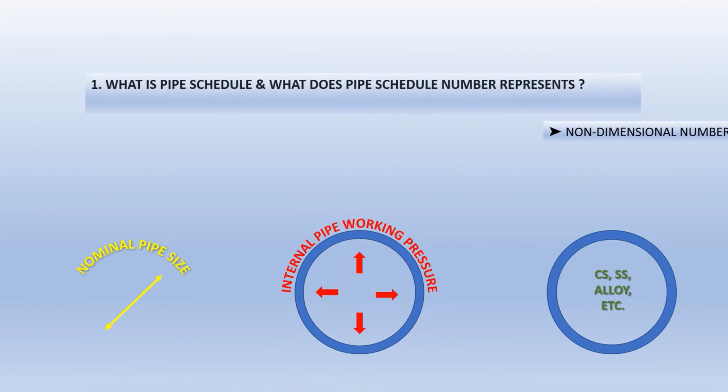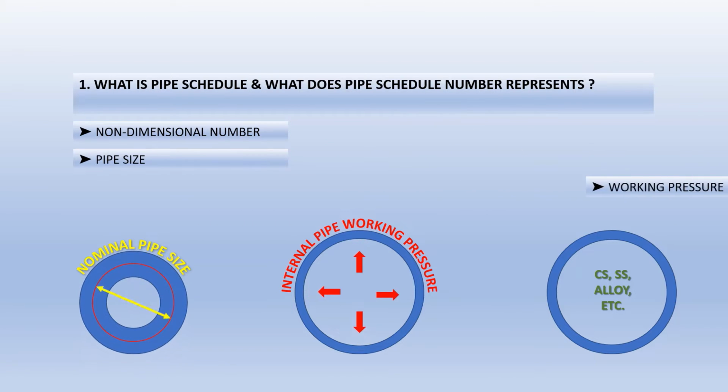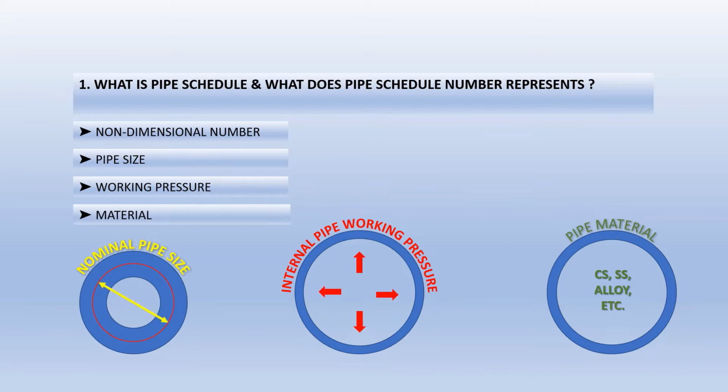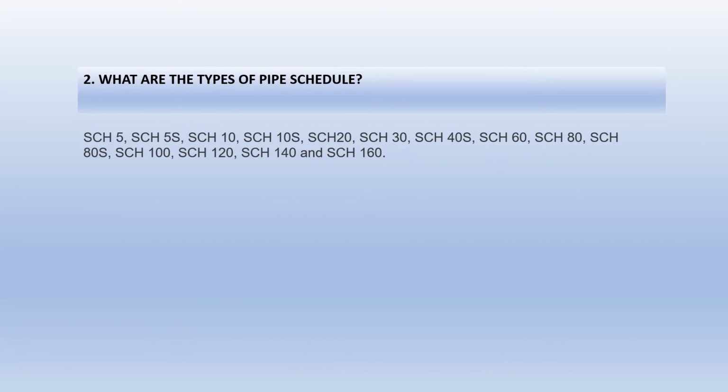The pipe schedule number is non-dimensional and depends on the nominal pipe size, internal pipe working pressure, and the pipe material used for the construction. There are 14 pipe schedule numbers used, which are on screen.